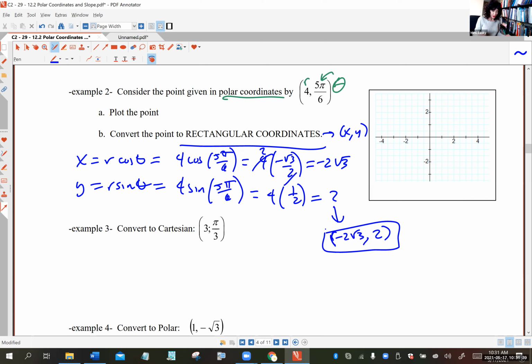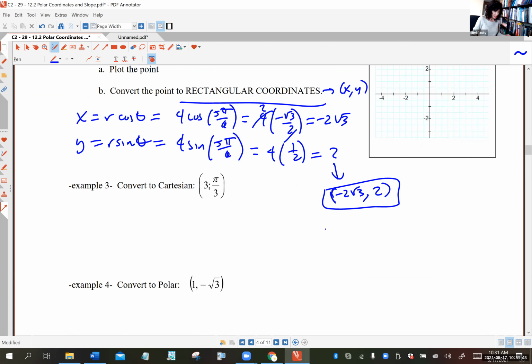So how about you guys try one? You think you're up for it? How about you try 2? So you and a buddy are going to do examples 3 and 4. When they say Cartesian, that's another fancy word for rectangular, just so you know. And they're giving you polar, and you have to convert to rectangular. So I'm going to put you in buddies.